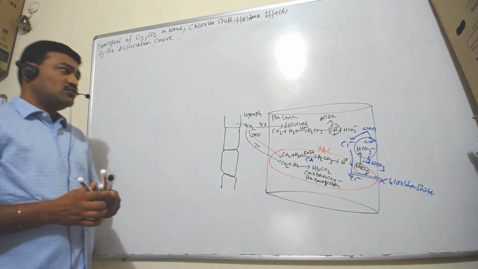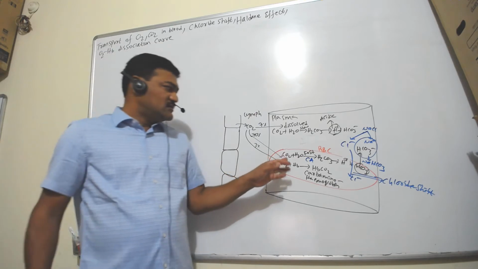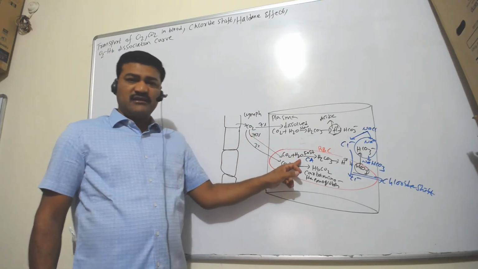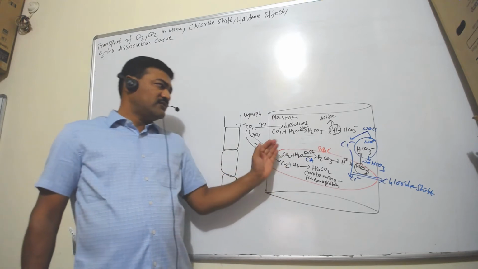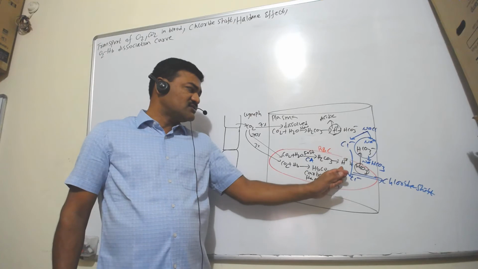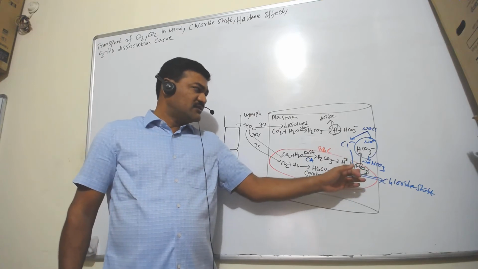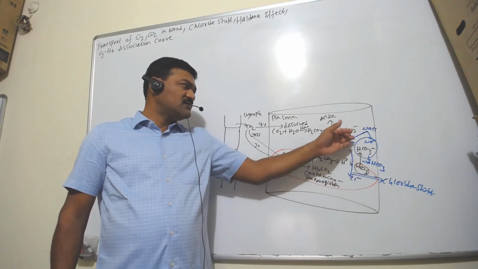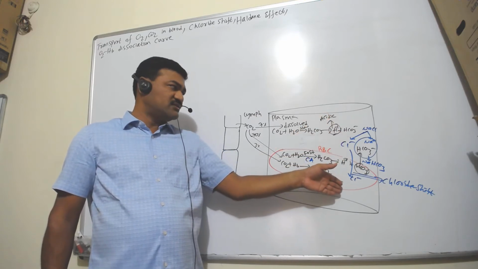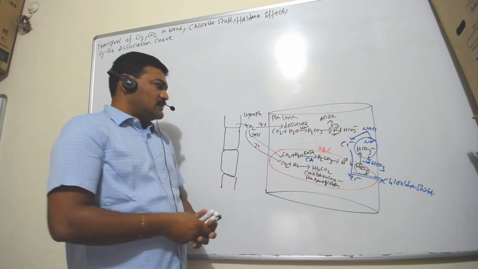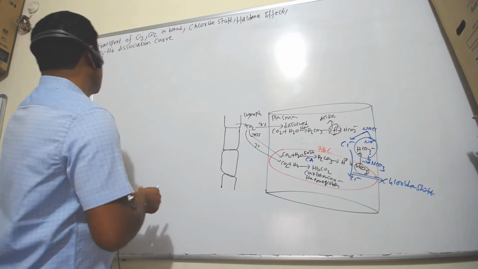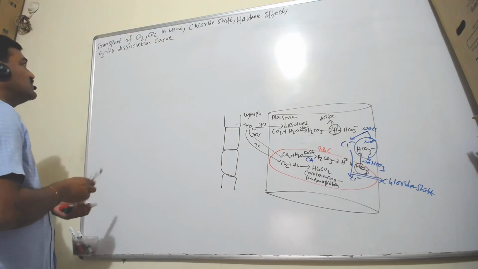So what's happening here? The 70% of carbon dioxide which has entered the red blood cell combines with water and quickly gets converted to carbonic acid, and that quickly dissociates into H plus and HCO3 minus. The HCO3 minus comes out of the red blood cell, and in return the chloride ions come into the red blood cell. This is called the chloride shift.